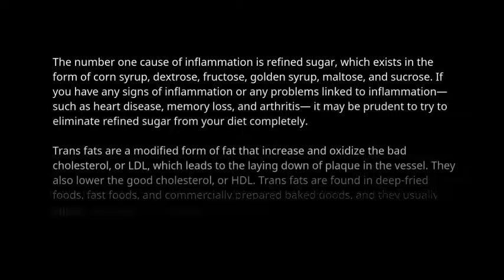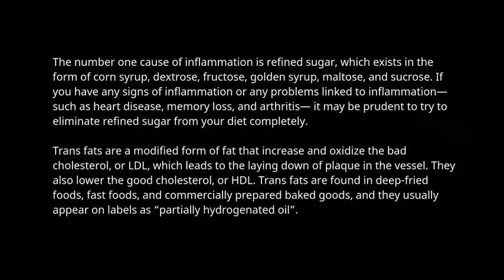The number one cause of inflammation is refined sugar, which exists in the form of corn syrup, dextrose, fructose, golden syrup, maltose, and sucrose. If you have any signs of inflammation or any problems linked to inflammation, such as heart disease, memory loss, and arthritis, it may be prudent to try to eliminate refined sugar from your diet completely.